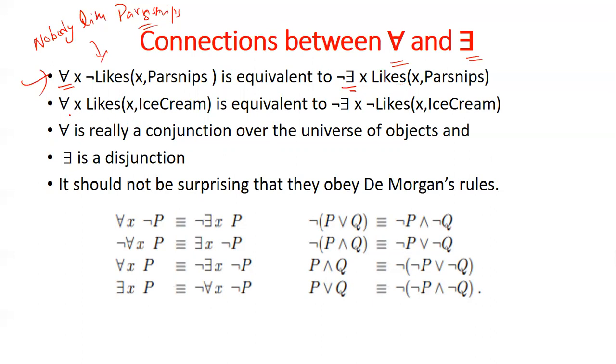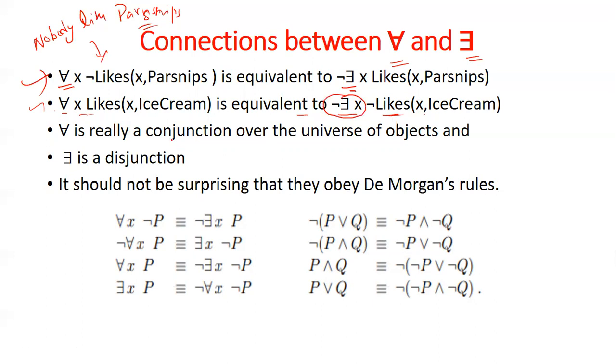Okay. The second statement is for all x, x likes ice cream. This statement means that everybody likes ice cream. So this states that everyone likes ice cream. Again, this can be written using the existential quantifier: not there exists x such that x not likes ice cream. So there exists no x such that x does not like ice cream.